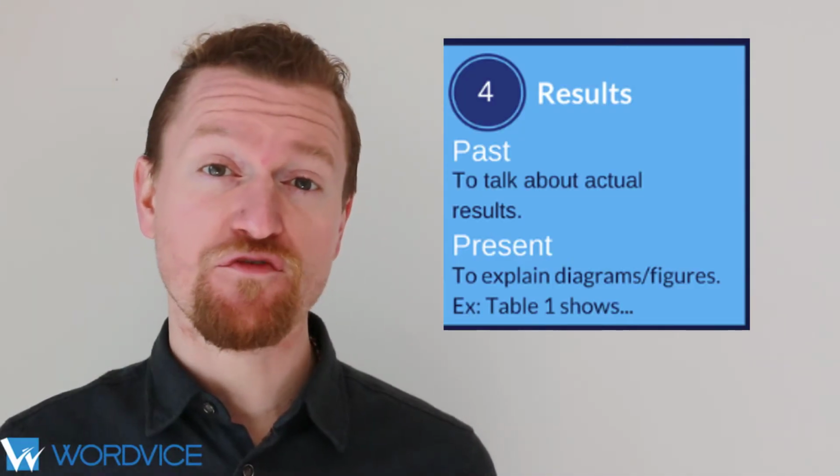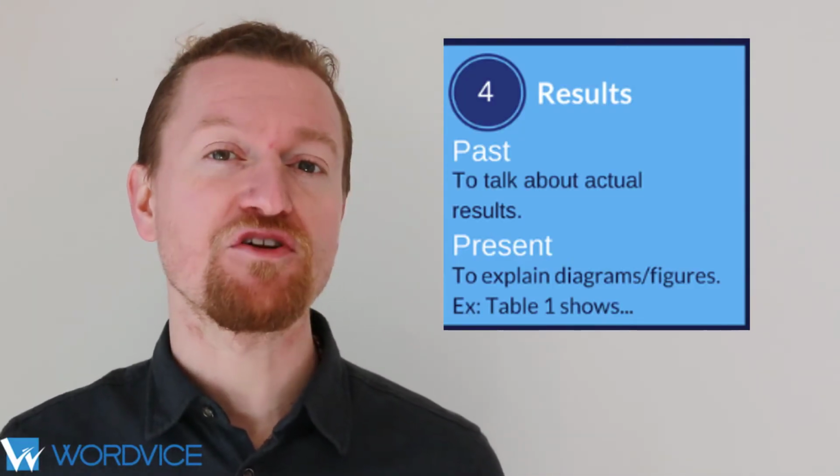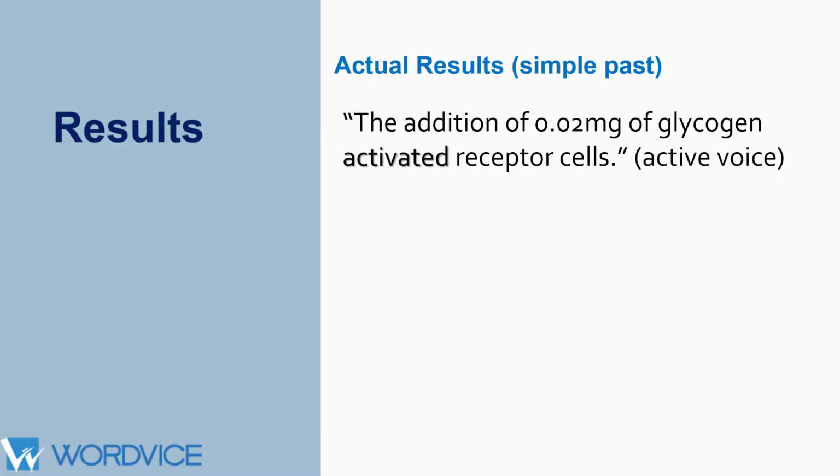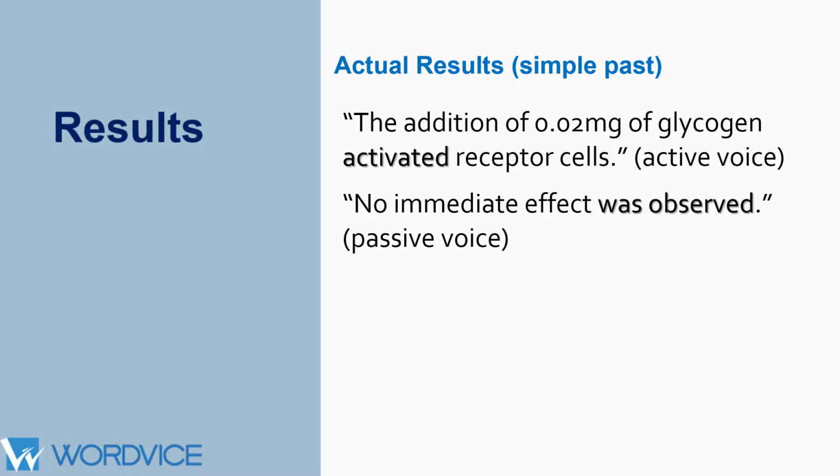The verb tenses used for the results section are quite similar to those used for the methods. Use the past to talk about actual results. The addition of 0.02 milligrams of glycogen activated receptor cells. No immediate effect was observed.